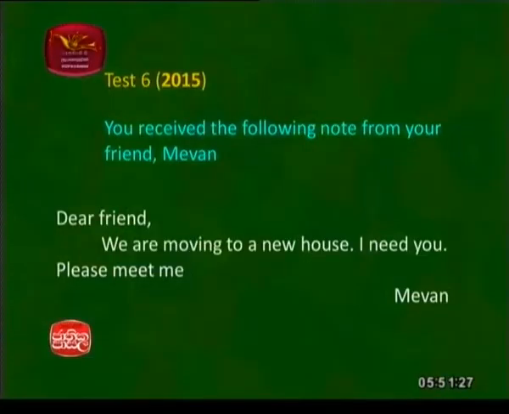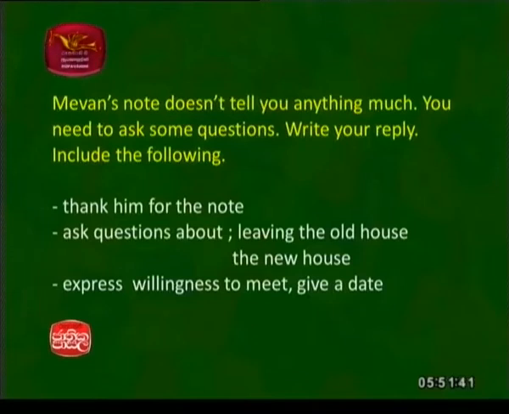You received the following note from your friend Mevan. Now, they have given the note of Mevan children. Dear friend, we are moving to a new house. I need you. Please meet me, Mevan. That's all. So, they have given a note. You have to write. The question is, Mevan's note doesn't tell you anything much. You need to ask some questions, write your reply and include the following. Thank him for the note. Ask questions about leaving the old house, the new house, express willingness to meet and give a date. It's very simple children, because everything is given.